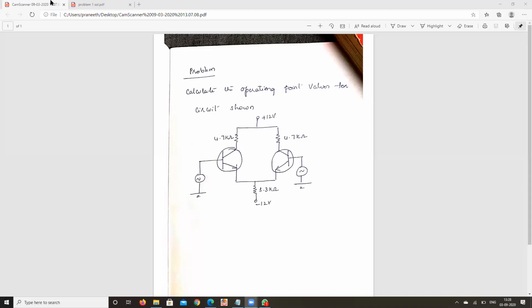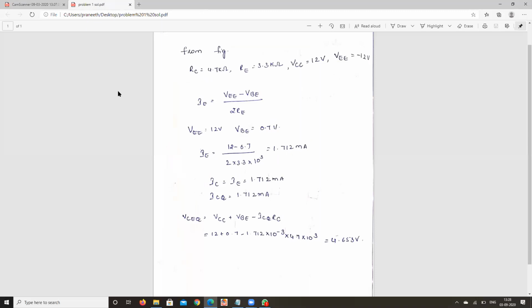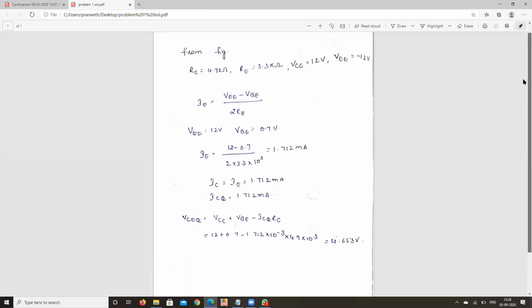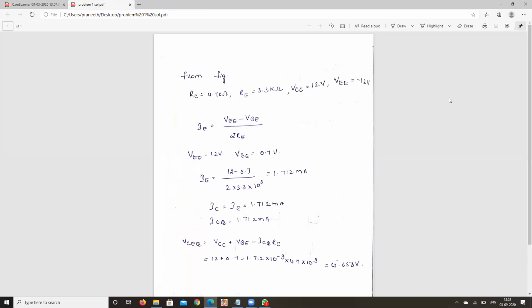So just go through the solution once, if anybody has a doubt. From the figure we have got RC, RE, VCC and VE. This is the data that was extracted from the figure. And this is the formula for IE, which is (VE minus VBE) by 2RE, right? So VE is 12 volts and VBE is considered to be 0.7 volts. So I have substituted here and I got the answer 1.71 milliamps. So, yes, any doubt?